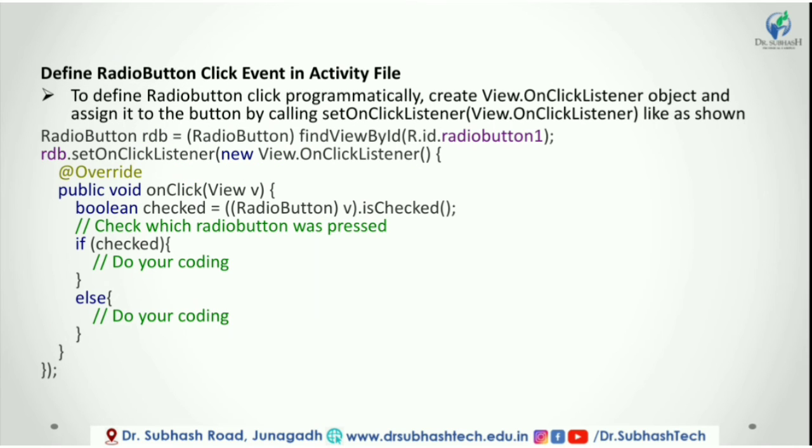Second way, define the radio button click event in the activity file. In Android, we can define the radio button click event programmatically in the activity file rather than the XML layout file. To define the radio button click event programmatically, create a View.OnClickListener object and assign it to the button by calling setOnClickListener, as shown below. This is how we can handle the radio button click event in an Android application based on our requirement.